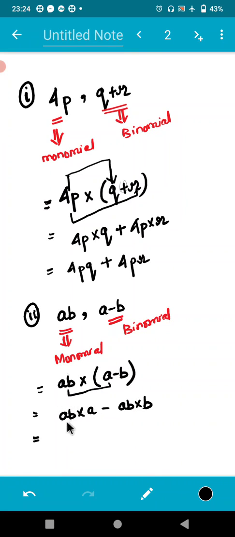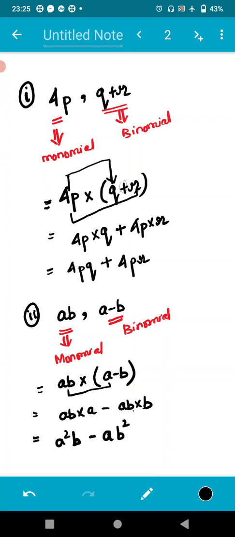So A into A would be what? A squared. There is only one B, so we'll write only B. Now if you multiply A, there are no A's there, so we'll just write 1A. B into B, there are 2 B's, so we'll write B squared. So this is the final solution of sum number 2, students.